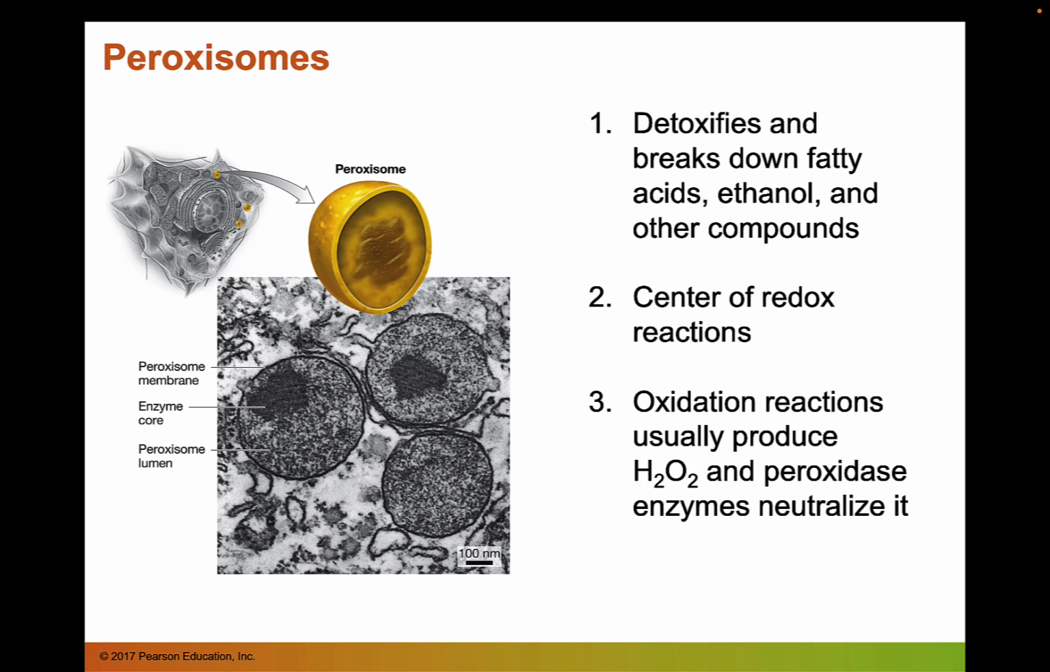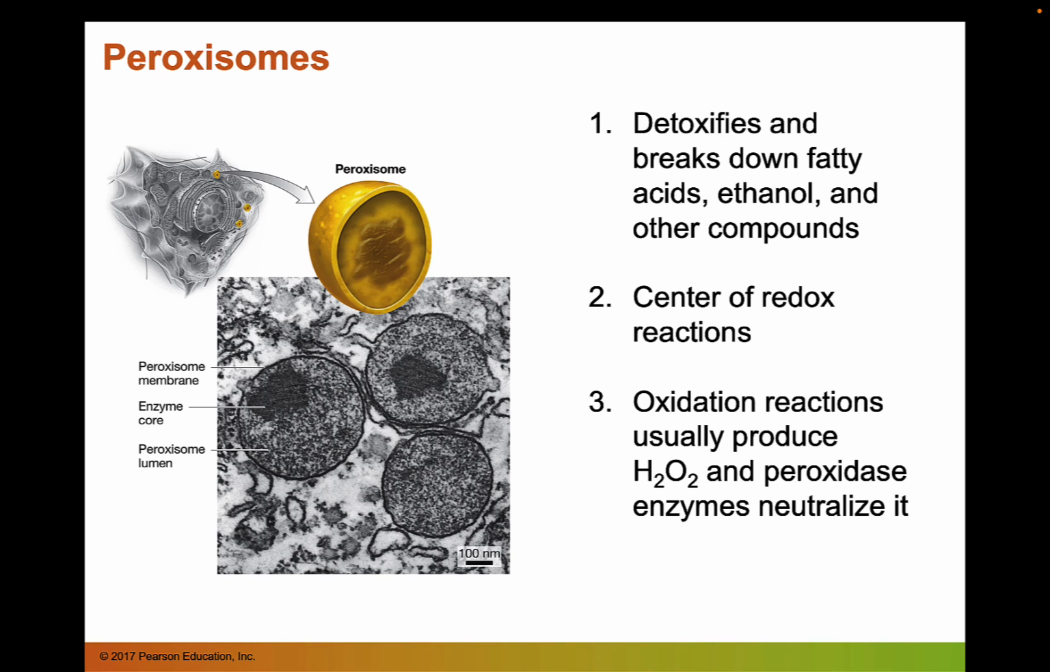All cells, plants and animals and yeast and protists, contain peroxisomes. Peroxisomes detoxify and break down fatty acids, ethanol, and other compounds. And they do this by oxidizing them. So they can oxidize something like alcohol. And oxidation typically produces hydrogen peroxide. And we saw an example of this when we were looking at our turnip peroxidase assay.